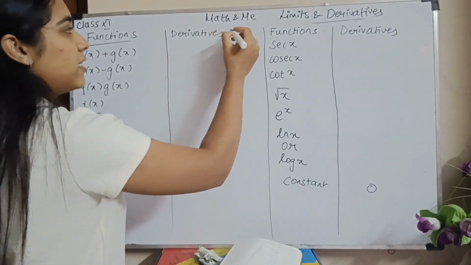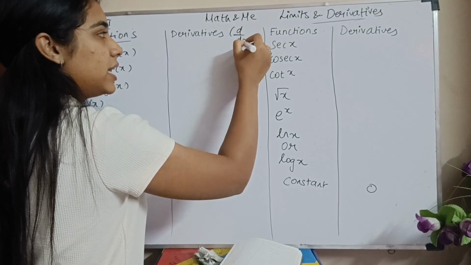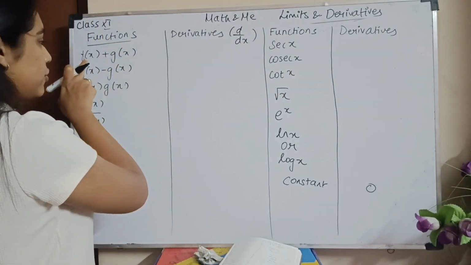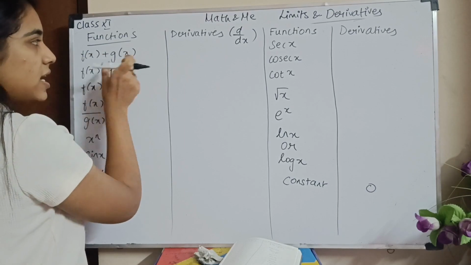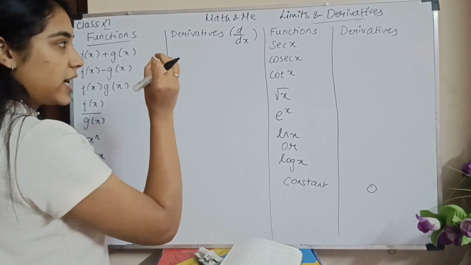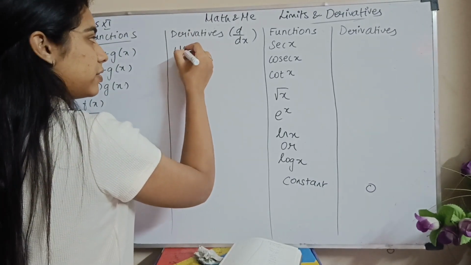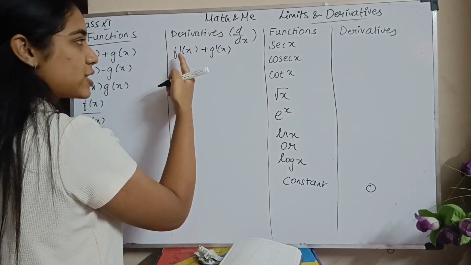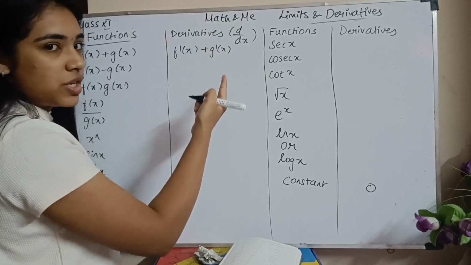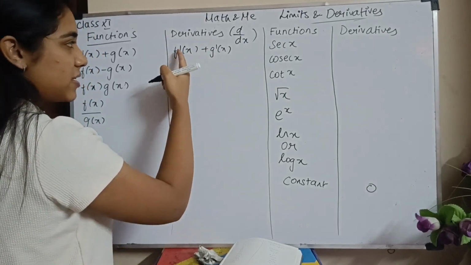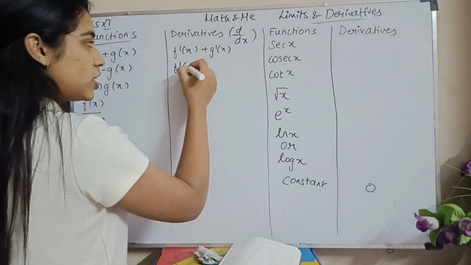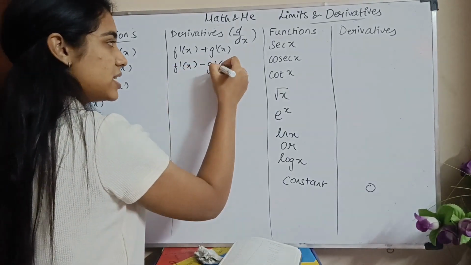So basically derivative na என்ன? d by dx. Correct? So what is the derivative of f of x plus g of x? I have to do d by dx of f of x plus d by dx of g of x. So I can split. So I have f dash of x plus g dash of x. This is nothing but d by dx of f of x plus d by dx of g of x. You have two ways of writing it. I am writing it as f dash of x plus g dash of x. Same applies for subtraction. So it will be f dash of x minus g dash of x.